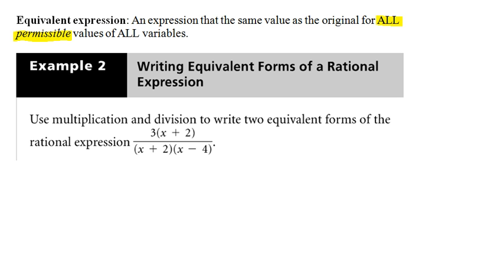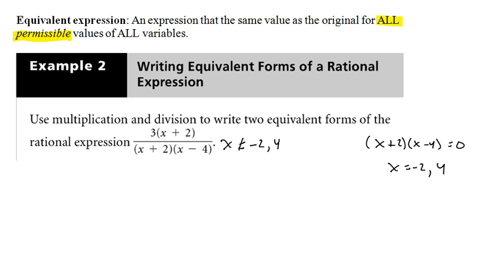So in example 2 here, they want us to use multiplication and division to write two equivalent forms of this. So first thing we need to do is figure out the non-permissibles for this. So I've got x plus 2 times x minus 4, and I want to find out when that equals 0. Well, that's going to happen when x equals negative 2 or when x equals 4. So first thing I need to say is that for this expression, x can't be negative 2 or 4.